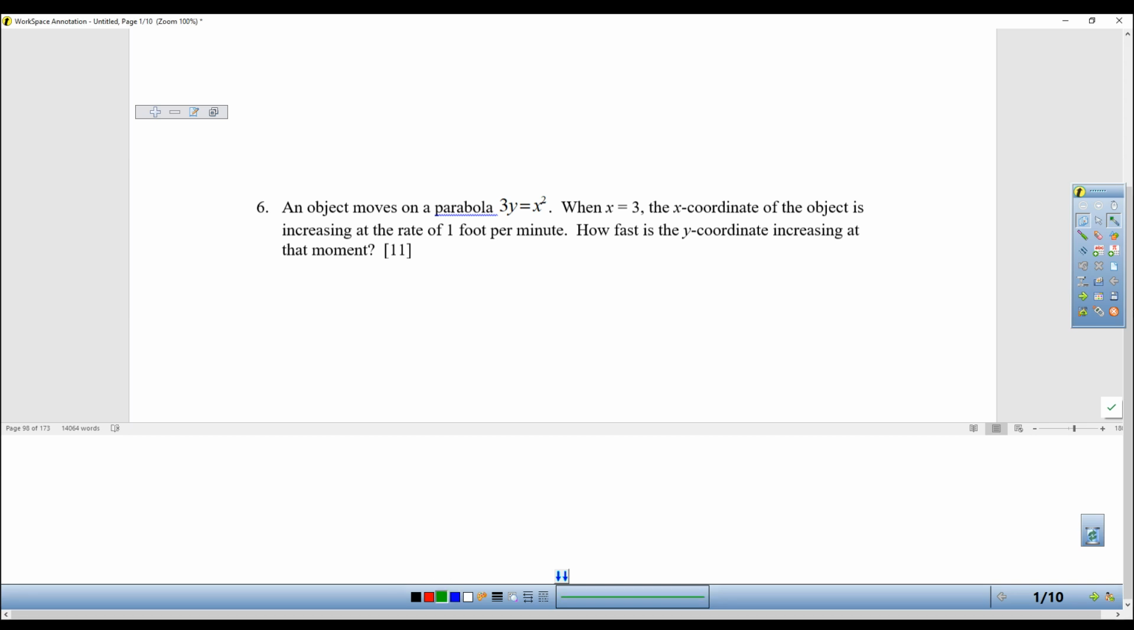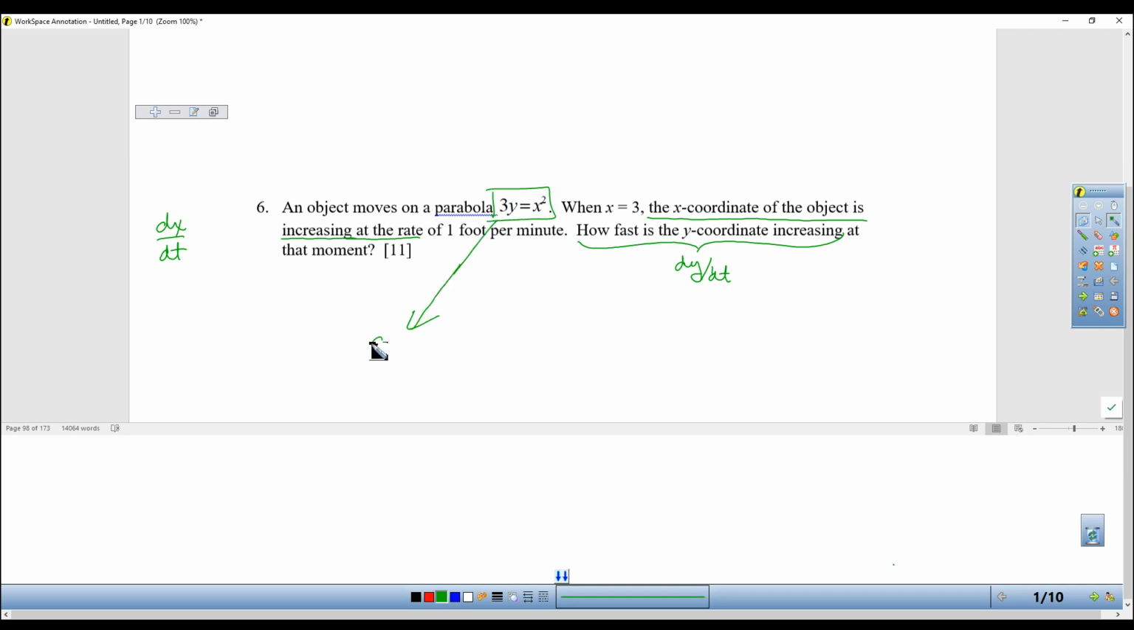So realize that your first goal is always to identify your variables. The fact that the x-coordinate is increasing at a rate, they're talking about dx/dt. They want to know how fast the y-coordinate is increasing. That would be dy/dt. I'm sure you've realized by now there's always going to be 3 parts to your chain rule. So what are we capable of finding?